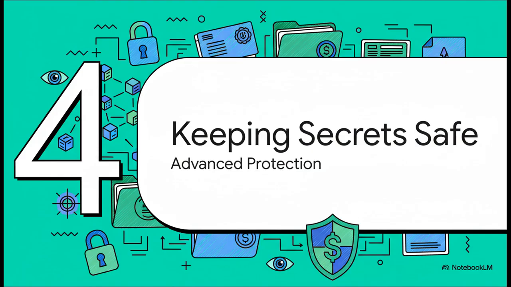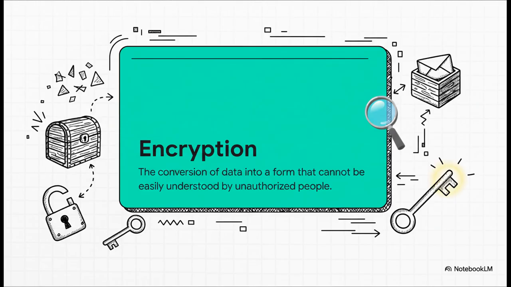Okay, for our final section, let's go one level deeper. We've talked about passwords and firewalls, but how can you make sure your most sensitive files and messages are truly private? The key word here is encryption. Now, it sounds really complex, but the idea is actually pretty simple. Encryption basically scrambles your data into an unreadable code. The only way to unscramble it and read the original information is with a secret key or a password.